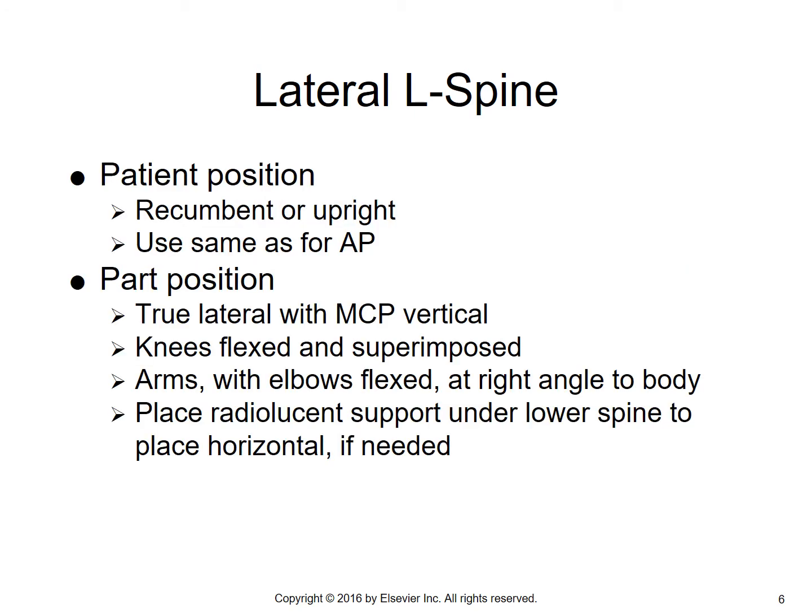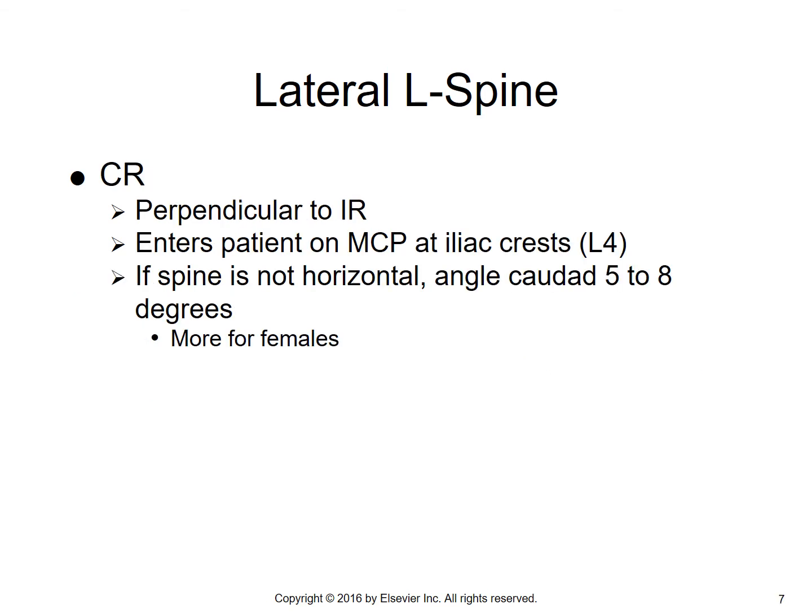For a lateral, it can be done recumbent or upright. Part positioning, true lateral with your MCP vertical. The knees are flexed, they're superimposed. The arms with the elbows flexed are at right angles to the body. And you're going to have a radiolucent support under the lower spine to make sure that it's horizontal if needed. Central ray is perpendicular to the IR. It enters the patient at the MCP at L4, which is the iliac crest.